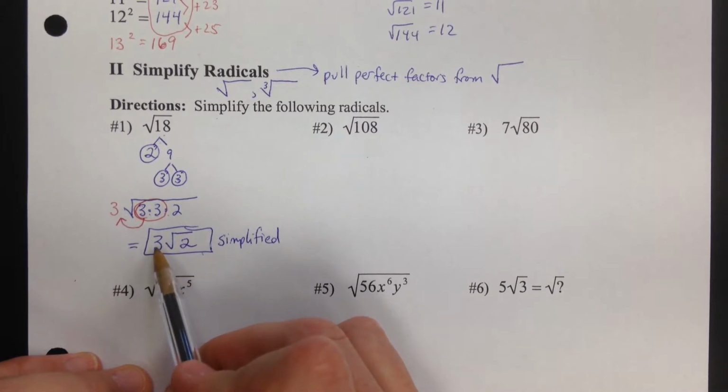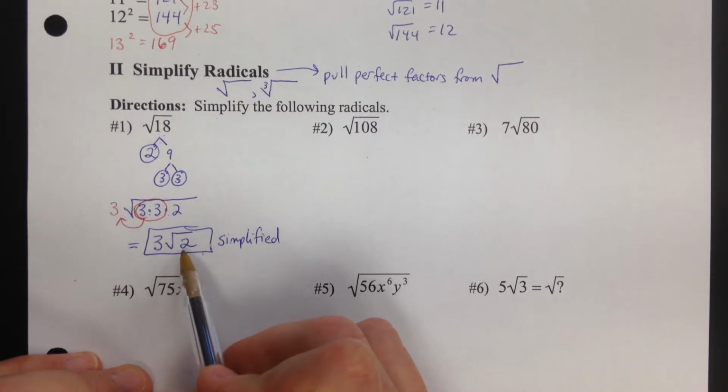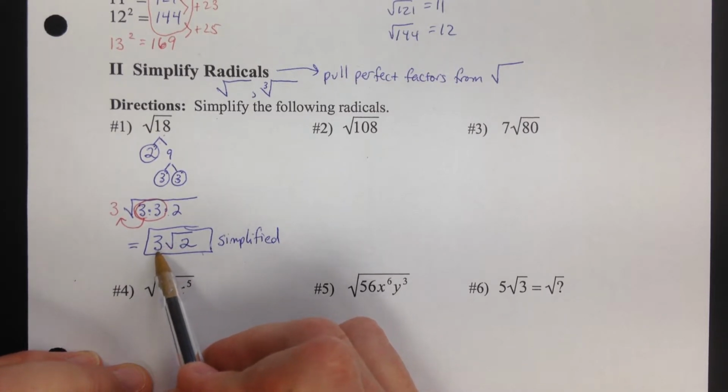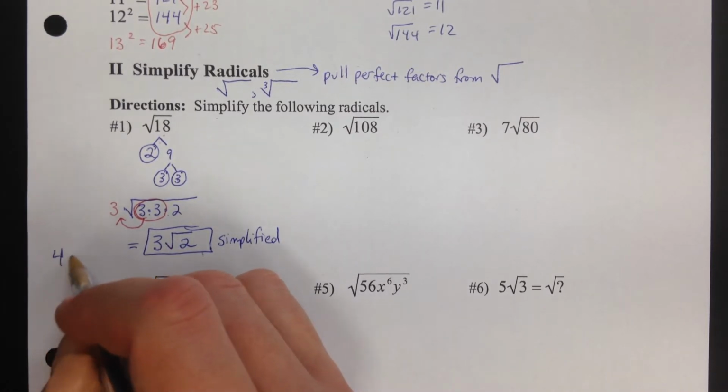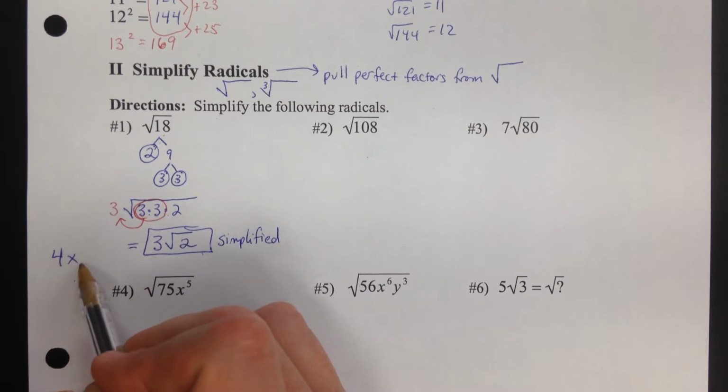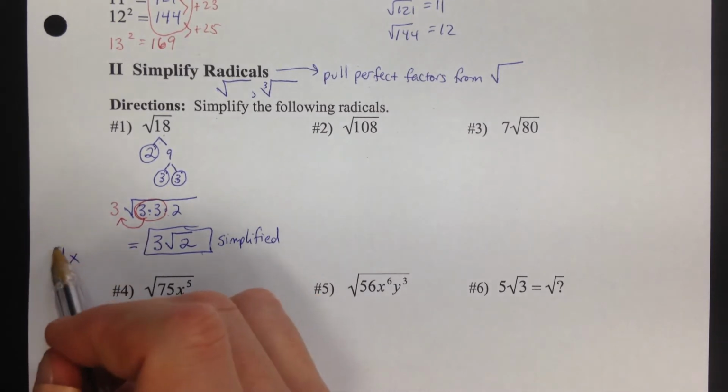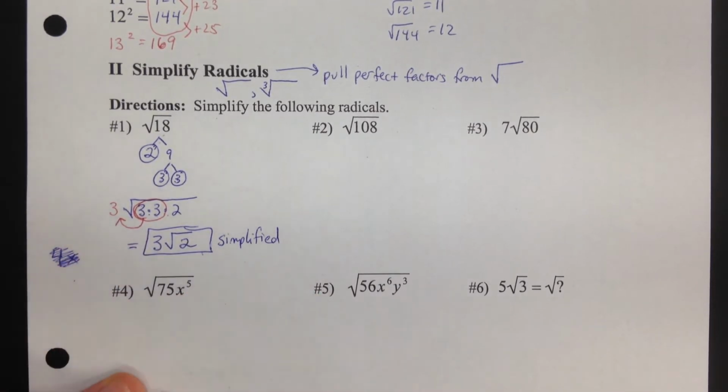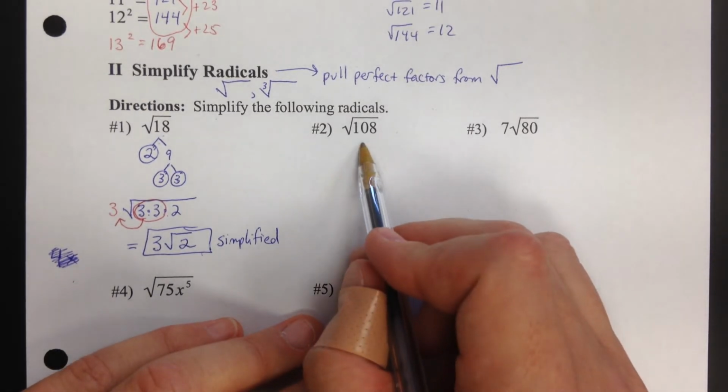And the way we read this is 3 square root 2, or you could say 3 times square root 2. We don't put the times symbol there, but it's kind of like if you have 4x, that's 4 times x. Same idea here. Okay, I'll cross that out. That's just something different. Let's take square root of 108.